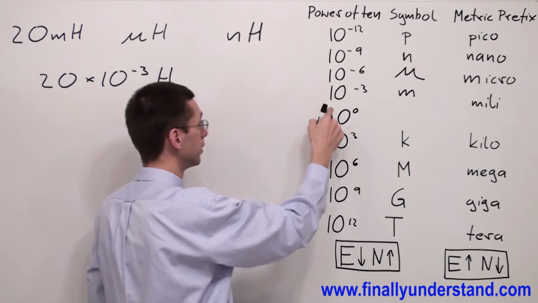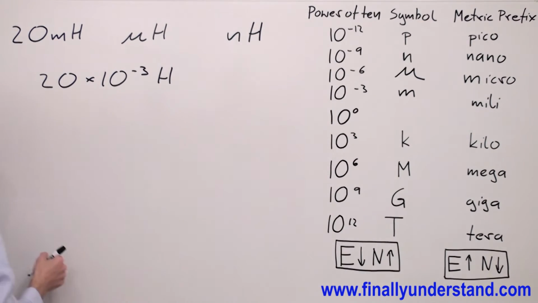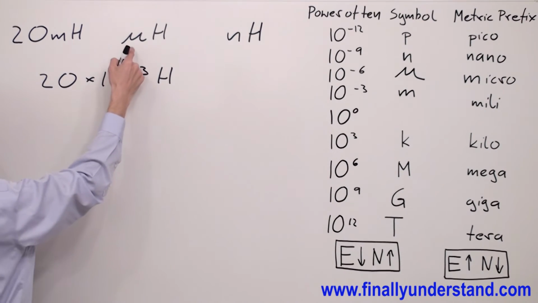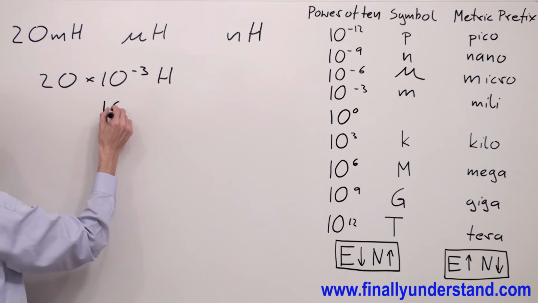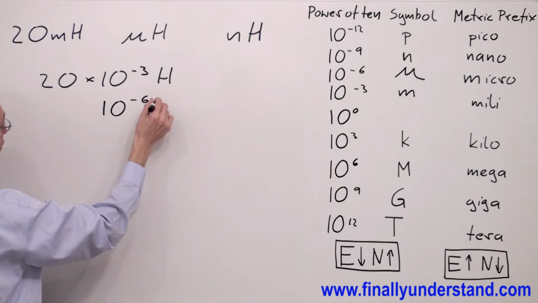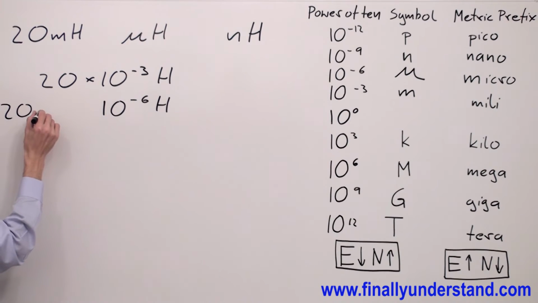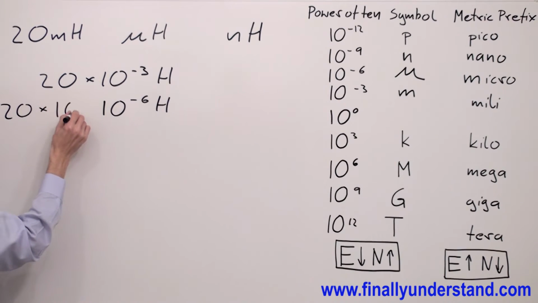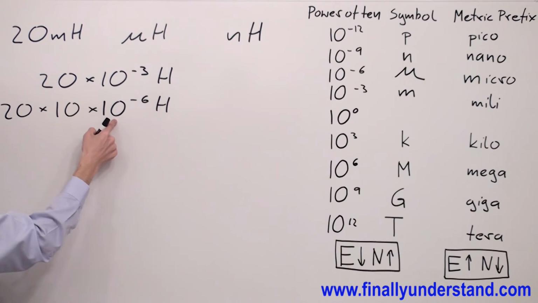And I'm supposed to convert this to micro. So that's why I'm supposed to write over here 10 to negative 6 Henries. Next, I simply copy 20 and I have to write times 10 times my prefix.